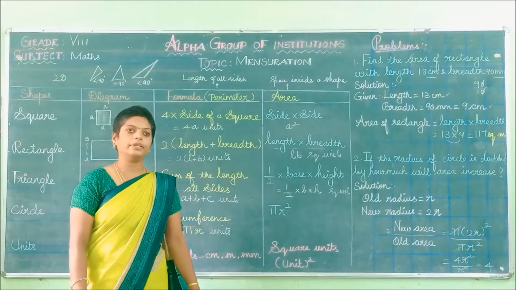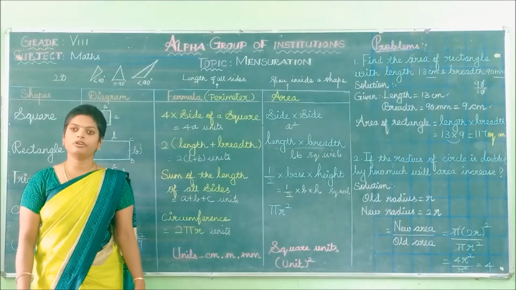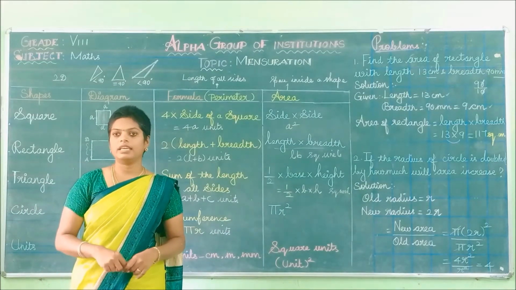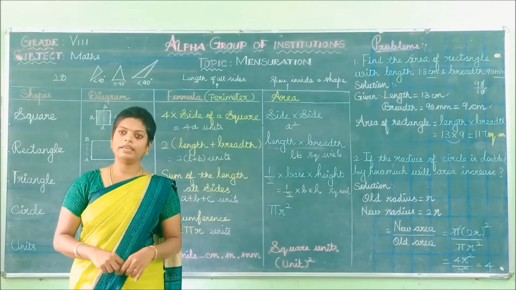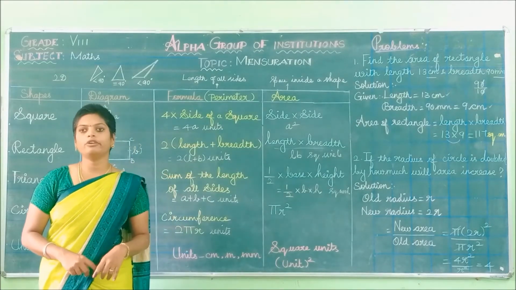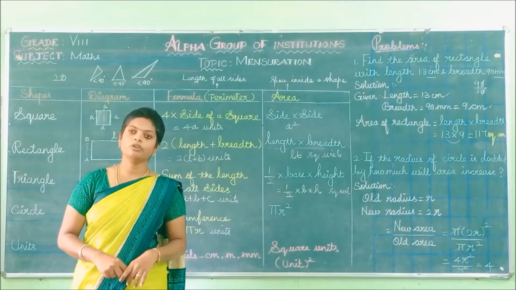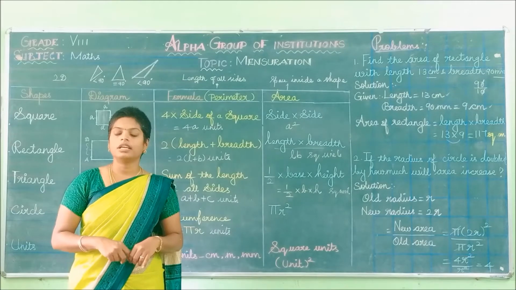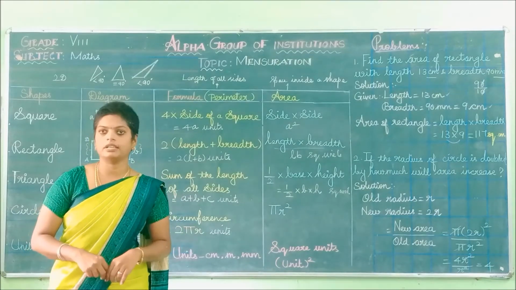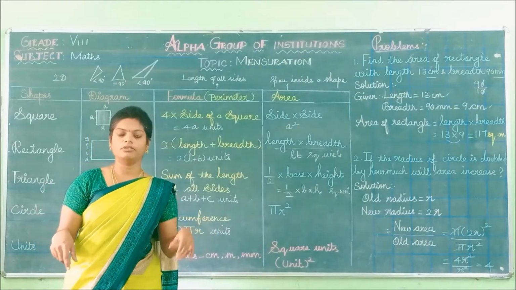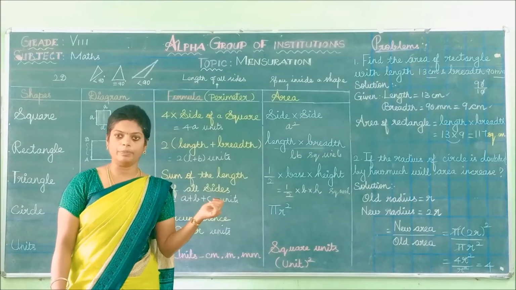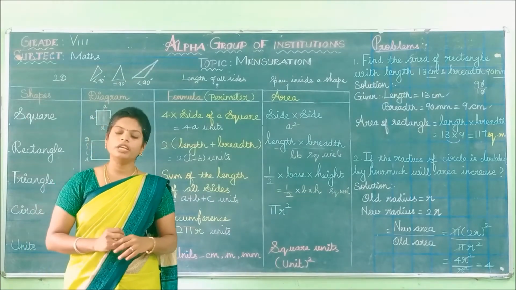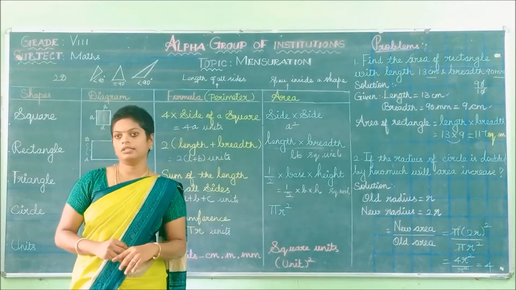For example, if you want to fix a tile for your home, you need to measure the area. Then only you can buy a tile. Likewise, if you want to fence a garden in your home, you need some measurement. That measurement is called the perimeter. If you want to fix a tile or color a room, you need the area.